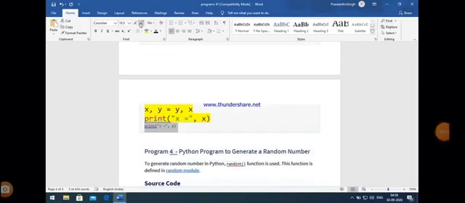And you can easily see here, we just write x comma y is equal to y comma x. So the value of y is assigned to x and the value of x is assigned to y. So in this way, you can also swap two different values.